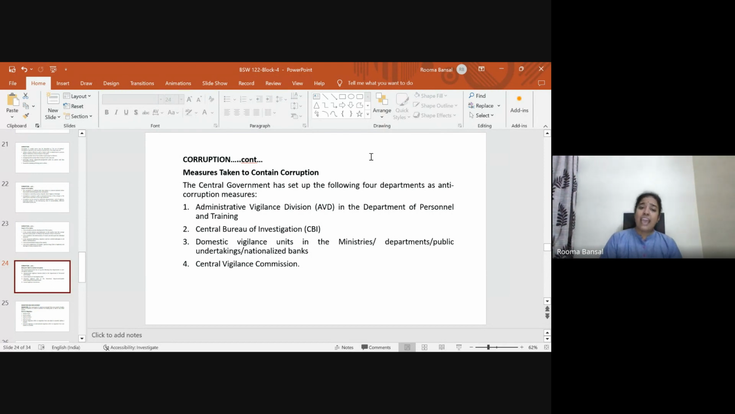Means every nationalized bank, public sector organizations, departments, and ministries have their domestic vigilance units. Means they have one department who looks after the activity of corruption. Number four, Central Vigilance Commission. These are the main four setups by the government.